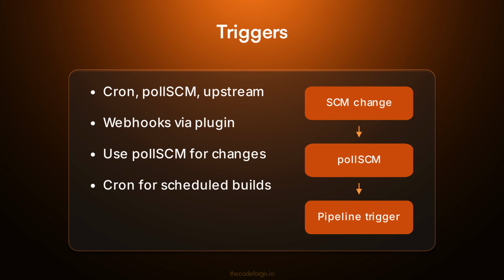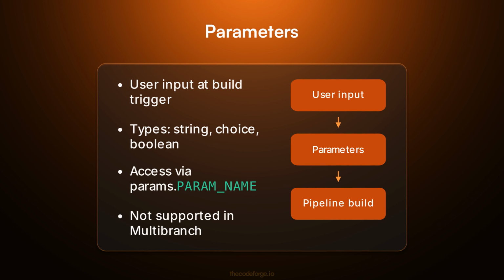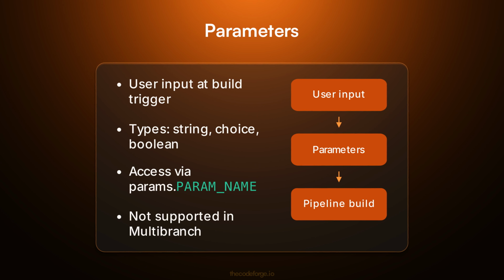Triggers define how the pipeline starts. Use pollSCM for code changes and cron for scheduled tasks. Avoid the hash in cron if you need exact times. Parameters make pipelines interactive. Use choice for environments and booleanParam for toggles. Never use password parameters, use credentials instead.